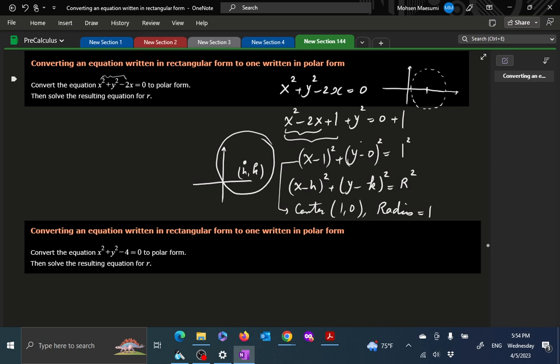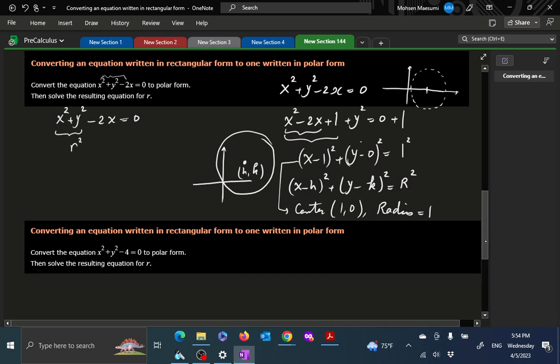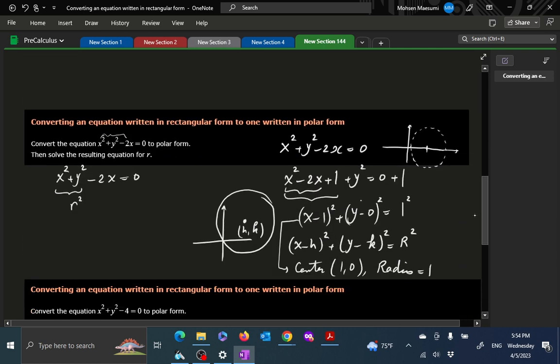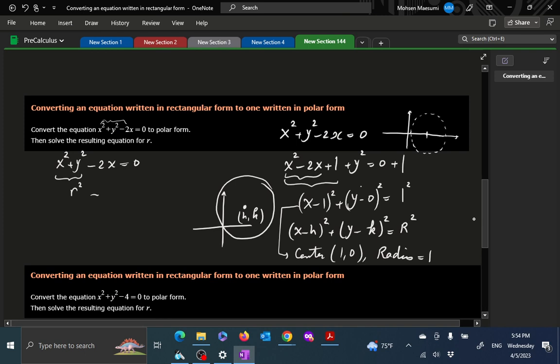Here we can say x squared plus y squared. There's a simple way to transform that. It's a lot easier than anything else to go quickly and convert this to just r squared. Remember, we said x squared plus y squared is r squared. So if possible, we might just do that quickly. And then x itself was r cosine theta.